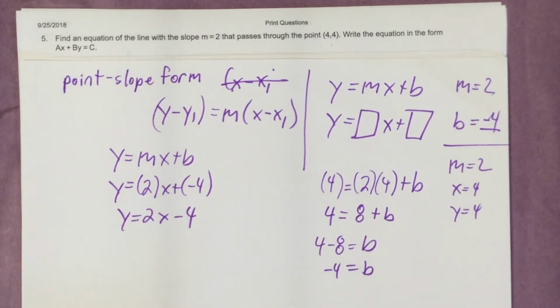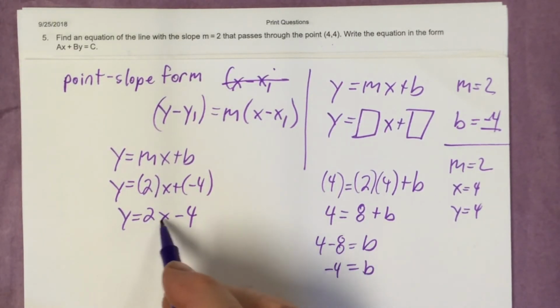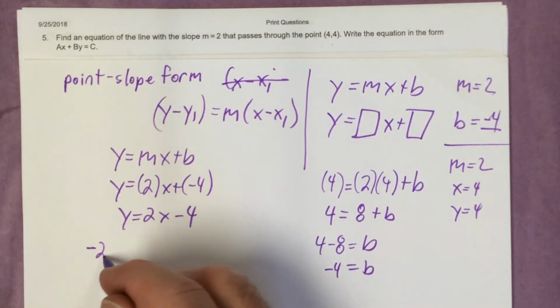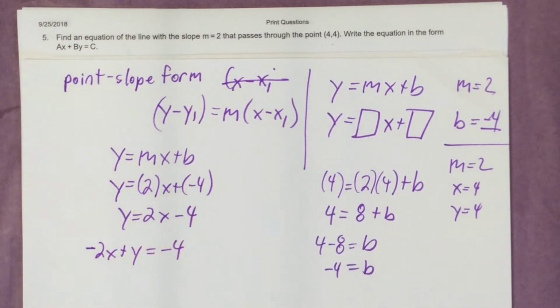However, in the question, they're not asking for the equation in slope-intercept form. They're asking for the equation in standard form. Remember, when you're going from slope-intercept to standard, or standard to slope-intercept, the one thing you must always do is move the x term. So when I bring the 2x to the opposite side, that gives me negative 2x plus y equals negative 4.